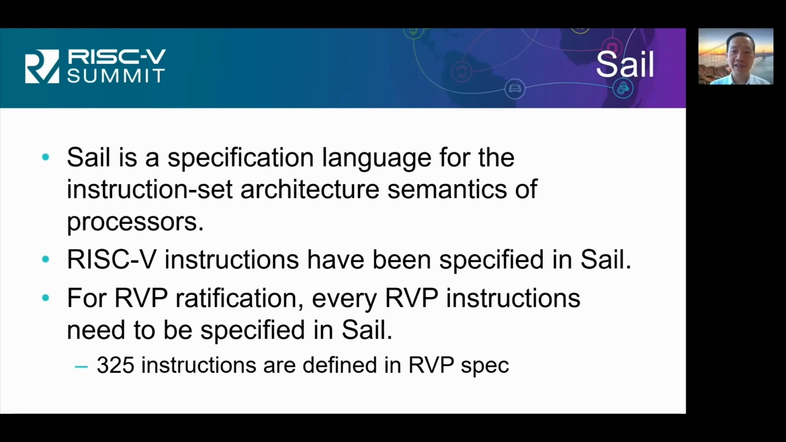And CEL is a sophisticated language for instruction set architecture semantics. And actually, RISC-V baseline instructions have been specified in CEL, and there's an open source CEL repository for RISC-V specification. And for RVP specification, every RVP instruction needs to be specified in CEL. It sounds easy, but the problem is there are 325 instructions defined in RVP. How do we write so many CEL specifications?